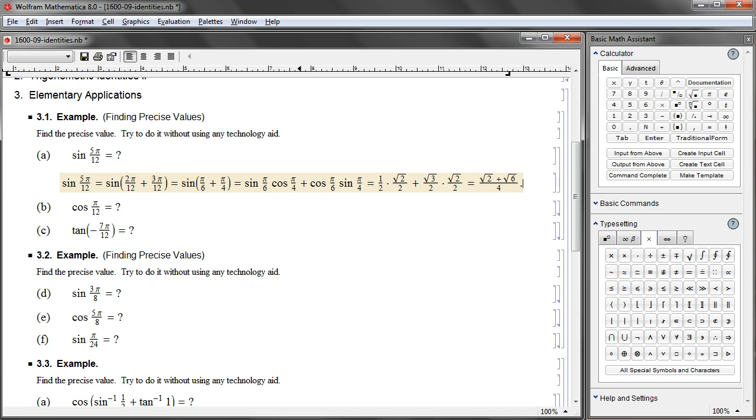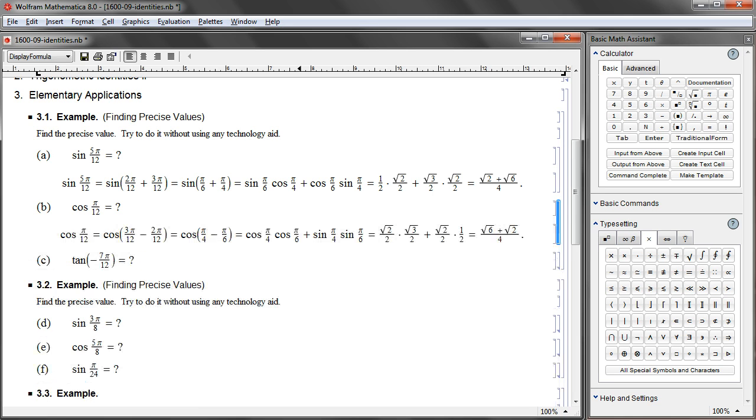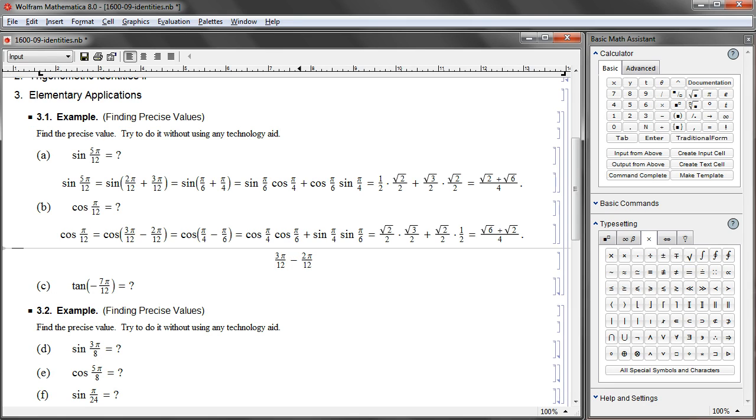How about the next problem? Cosine of pi over 12. Well, here it is. Cosine of pi over 12 can be rewritten as cosine of 3 pi over 12 minus 2 pi over 12. And that decomposition is not unique, for example. It is possible to use this kind of decomposition. Pi over 12 is, let's see, 4 pi over 12 minus 3 pi over 12, which is equivalent to pi over 3 minus pi over 4.